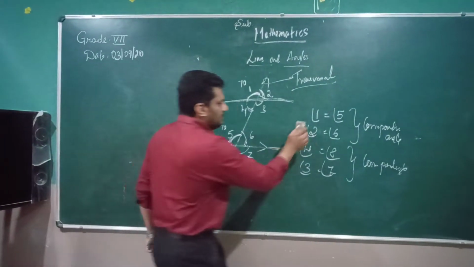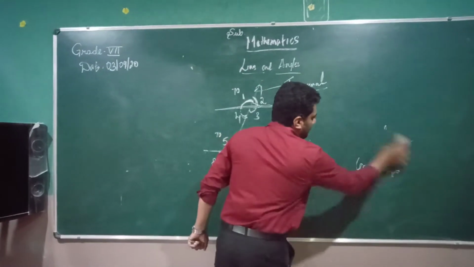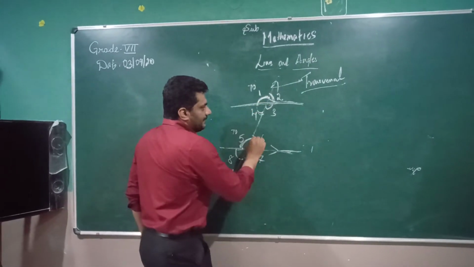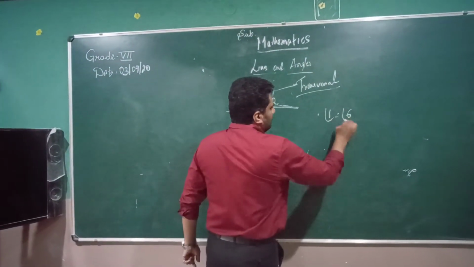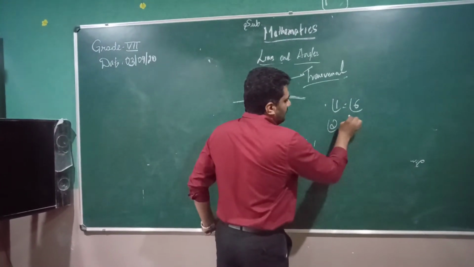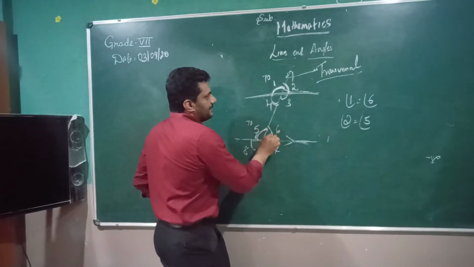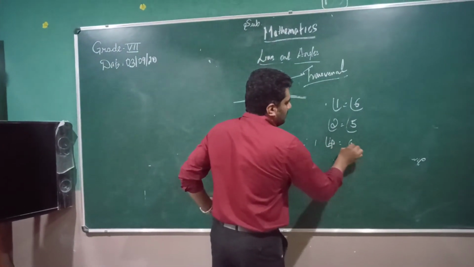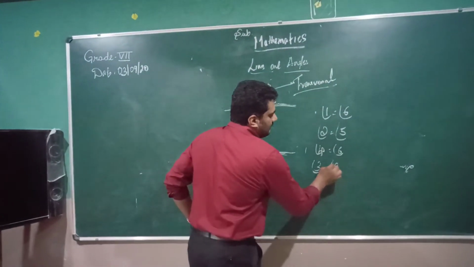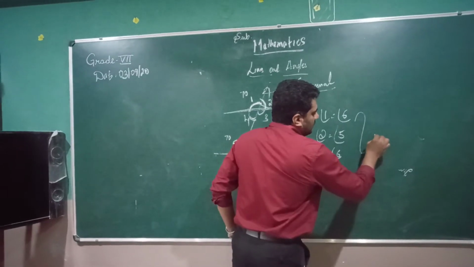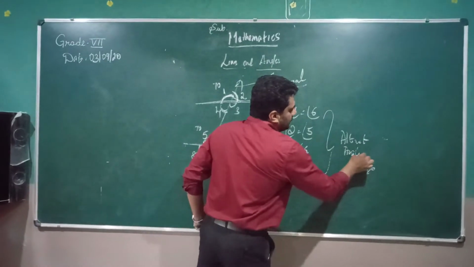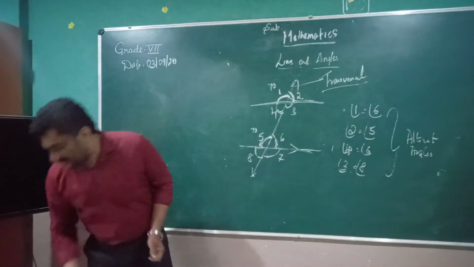Now the next one, angle 1 and angle 6. And then angle 2 and angle 5. Angle 4 and angle 6. And then angle 3 and angle 8. These are called alternate angles. Alternate angles. Next.